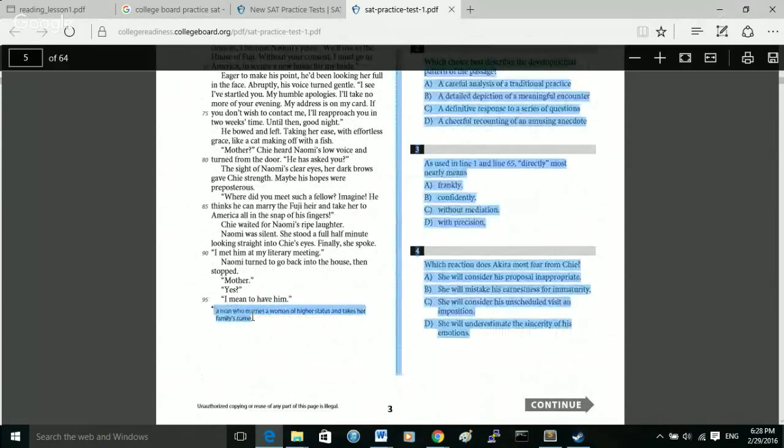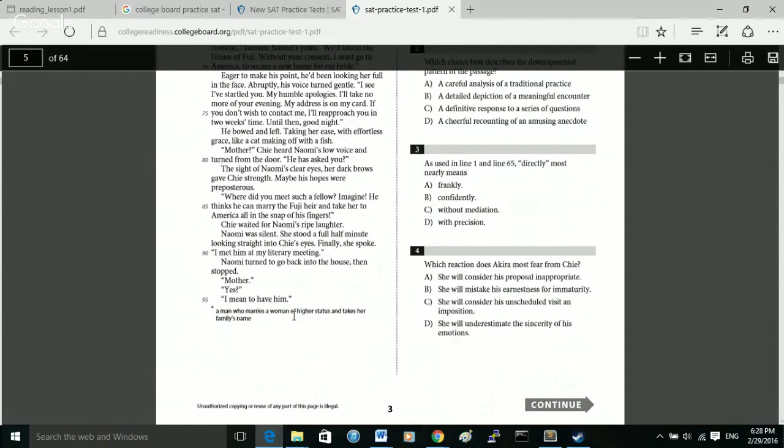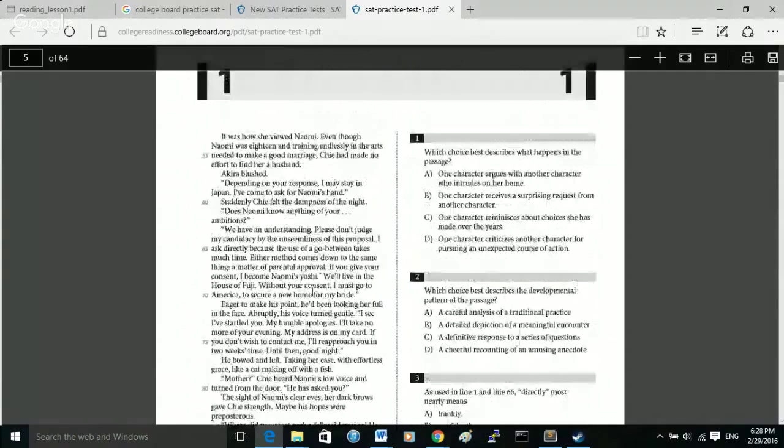And here's a definition of what Yoshi is: a man who marries a woman of higher status and takes her family's name. Okay, so now that we know what a Yoshi is, we'll continue.